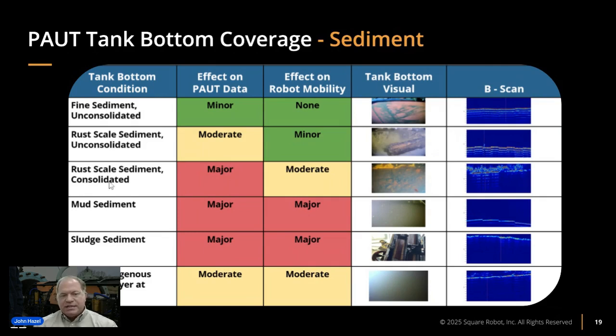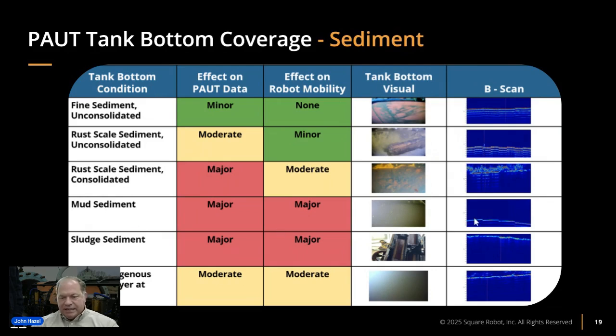Now, once we get into rust, scale, sediment, and consolidated, something that's a little bit more substantial, we get major defects or major impacts on our phased array and moderate impacts on how we can move across the tank bottom. And you can see in the B-scan here, this above, that is all the reflectors in the sediment. So it's really attenuating the sound here where we have points where we can get some measurements, but a lot of areas where there's just very little sound being returned.